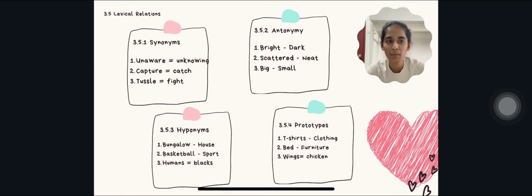And the fourth one would be prototypes. Prototypes means the word we often use to generalize something. So for example, the first one is t-shirt. T-shirt is clothing. It's a cloth for us to wear. The second one is bed. Bed is a place, it's furniture for us to lie down. The third one is wings. Wings is chicken for us, like, to eat chicken wing. It's a food.